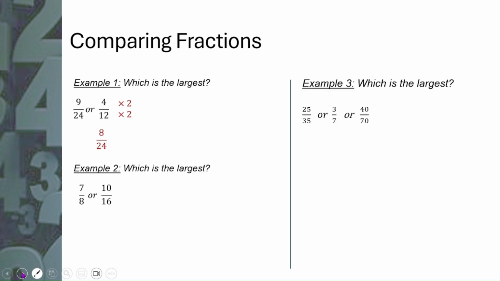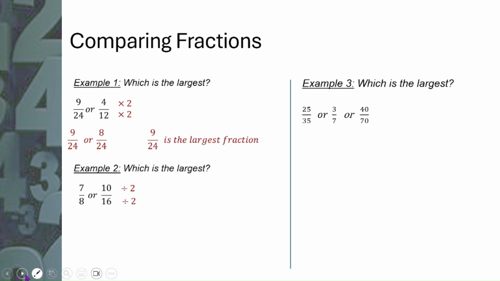So now I'm comparing 9 over 24 with 8 over 24 to determine which one is the largest fraction. Since I've got 24 at the bottom of both fractions now, a common denominator, I can ignore the bottom and just focus my attention on the top values. We are looking for the largest fraction, so we're looking for the largest top value, or numerator, 9. So 9 over 24 is our largest in that particular example.